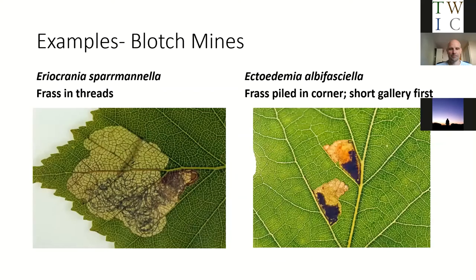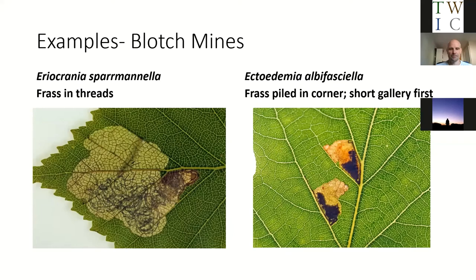A couple of examples of blotch mines. On the left, Eriocrania sparrmannella, which is one of the spring feeders on birch, which we mentioned earlier. This particular family have rather distinctive frass, which is in this kind of long thread-like appearance.